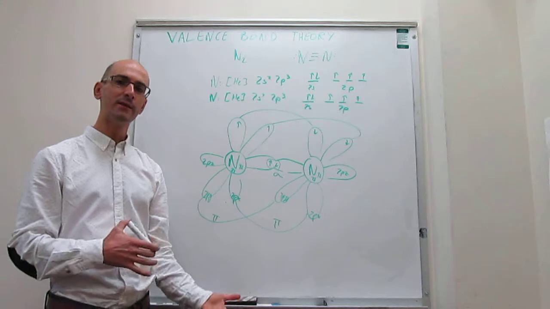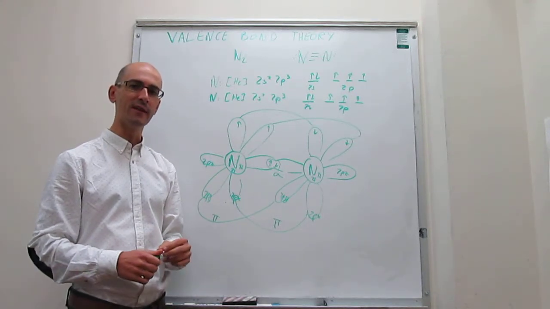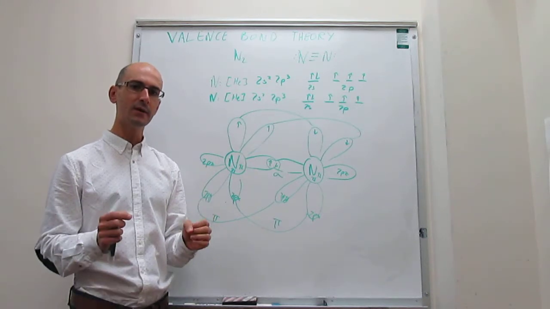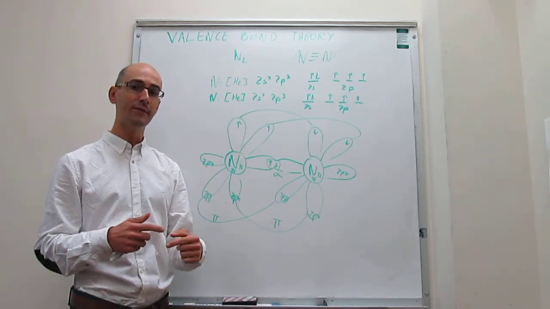Okay, so this has been an introduction to the foundations of valence bond theory, and the key concept there is that bonds are formed through overlaps of atomic orbitals.